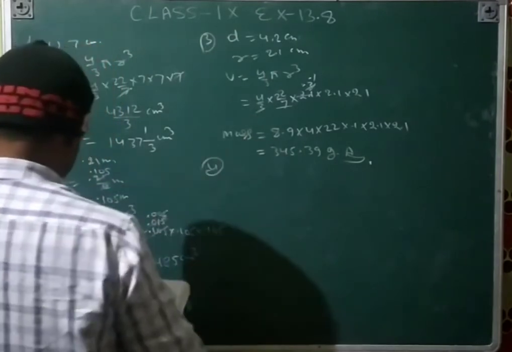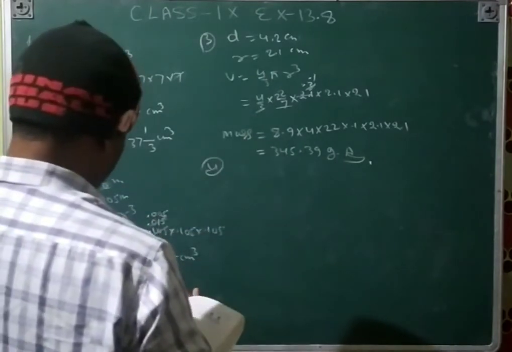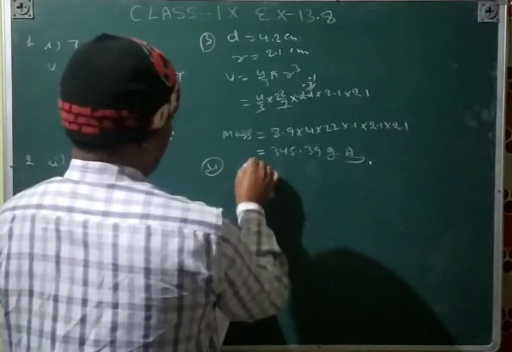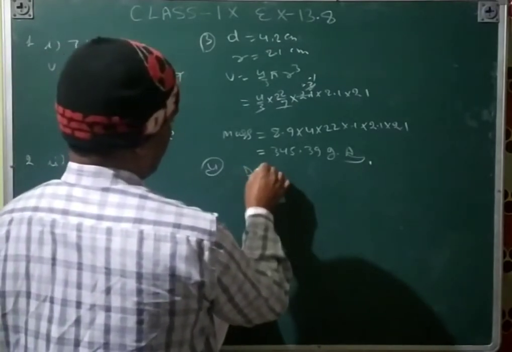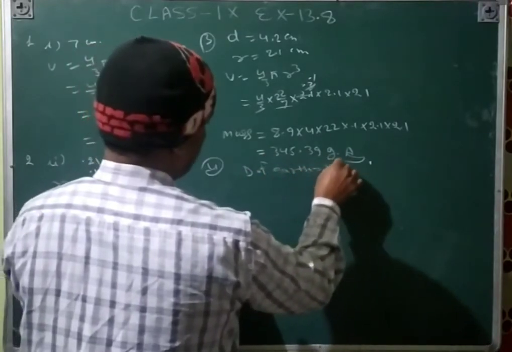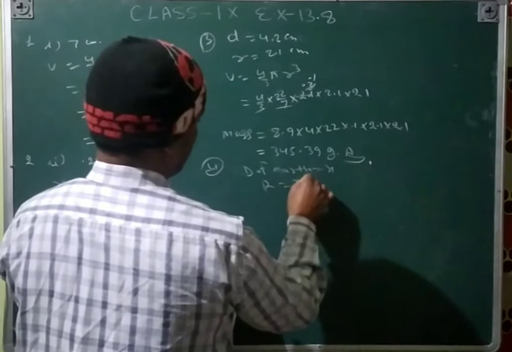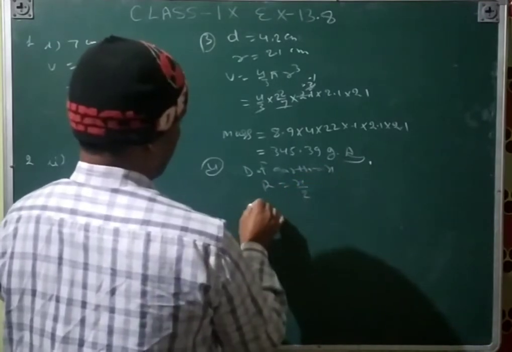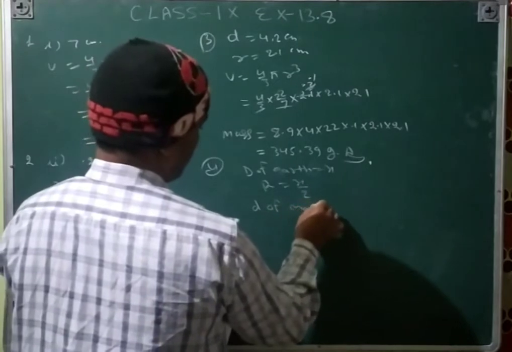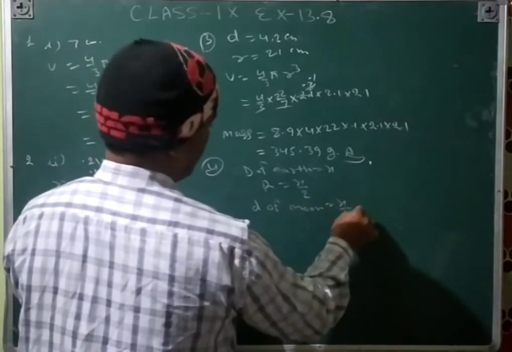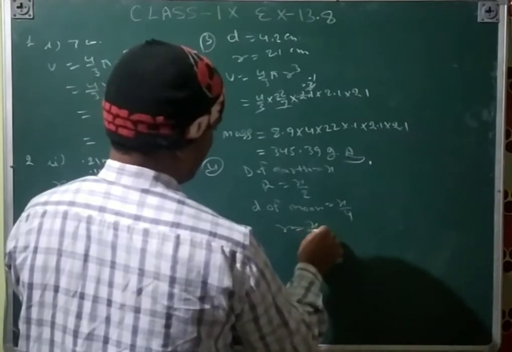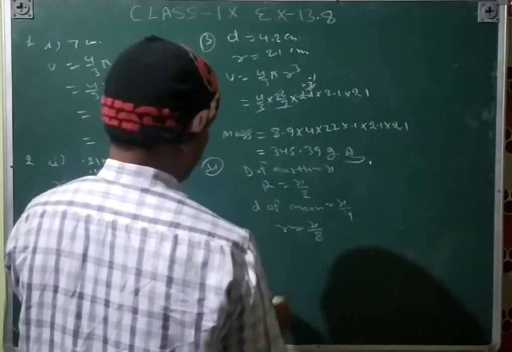Fourth question: the diameter of the moon is approximately 1/4 of the diameter of the earth. So the diameter of the earth is equal to x. So r will be x upon 2, and the diameter of the moon, obviously, will be x upon 4, because it is 1/4. So r will be x upon 8.